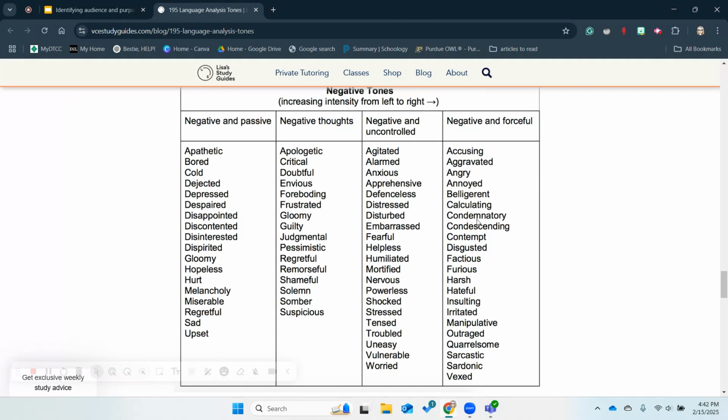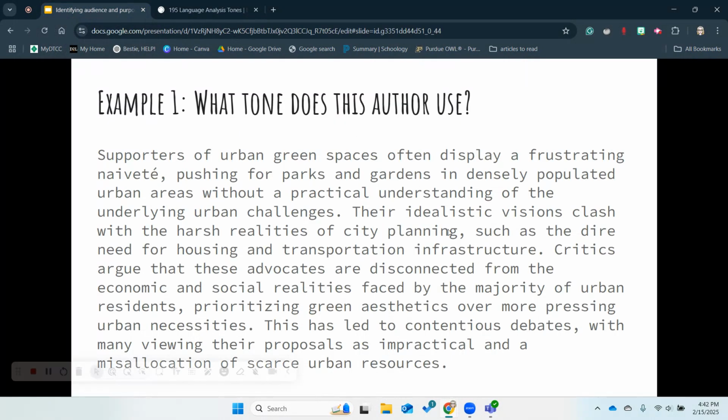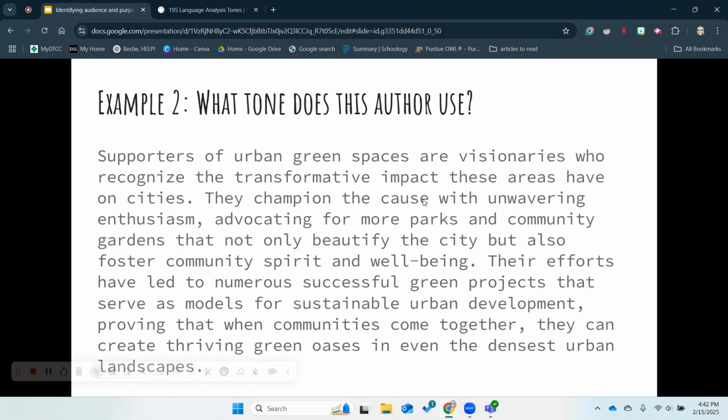Some of these other ones might work, like condemning and accusing, but condescending is popping out at me because there is a lot of language in there that implies that these supporters of urban green spaces are lacking knowledge, which isn't nice to say.